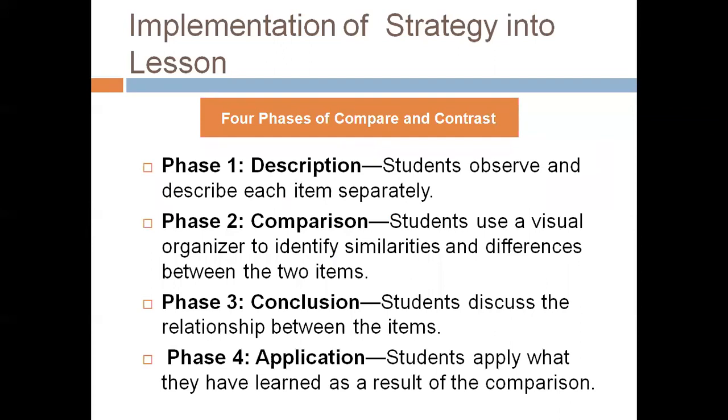Implementation continued. It's 4 phases of compare and contrast. Phase 1 is description. In this phase, students observe and describe each item separately. In phase 2, you've got comparison. And this is when students use a visual organizer to identify similarities and differences between the two items. Phase 3 is the conclusion phase. And this is where students discuss the relationship between the items. And lastly, phase 4, which is application. Students apply what they have learned as a result of the comparison.